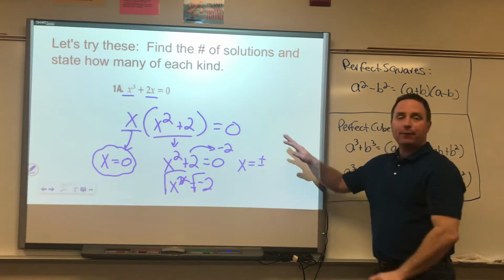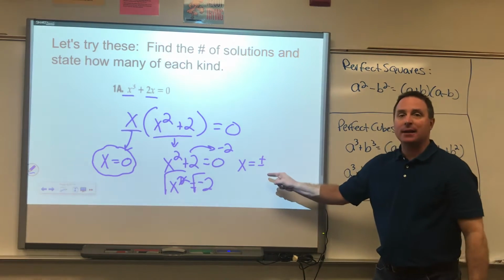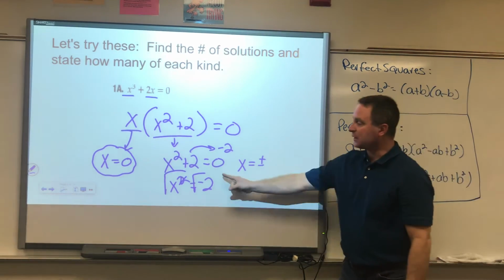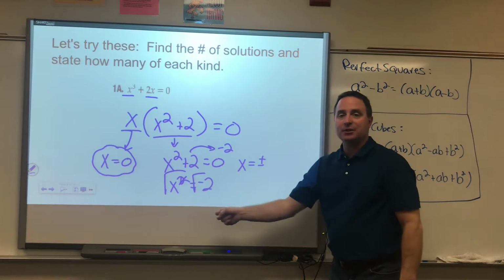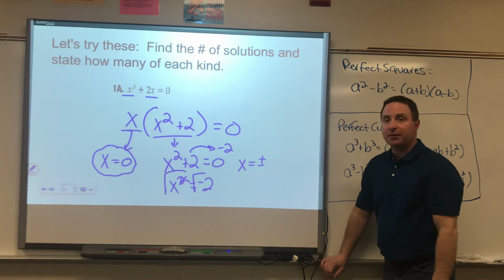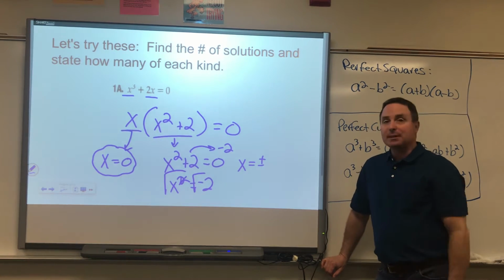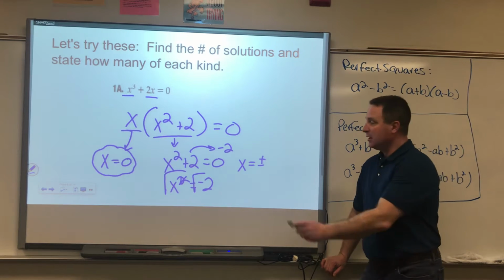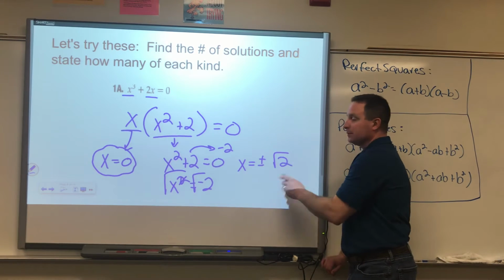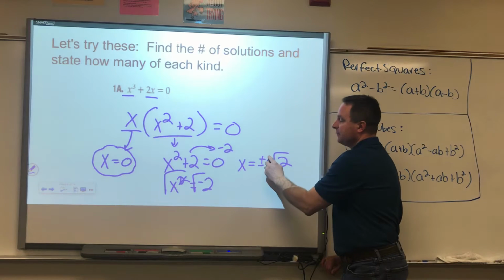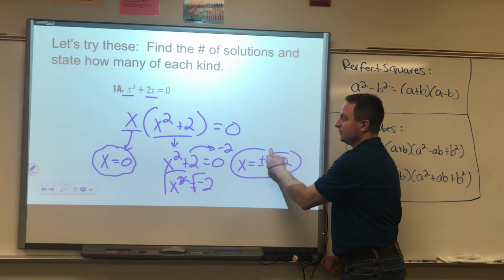Whenever I do that, before I even look at what's over there, I always write plus or minus. What do I have the square root of? The square root of negative 2. Well, negative 2 is not a perfect square. It can't be simplified. It doesn't have any other factors. So it's just going to stay the square root of 2. But the fact that it's negative means there's going to be an i in my answer.